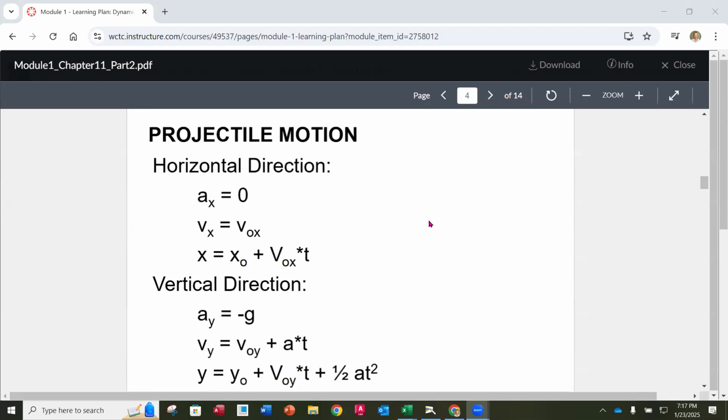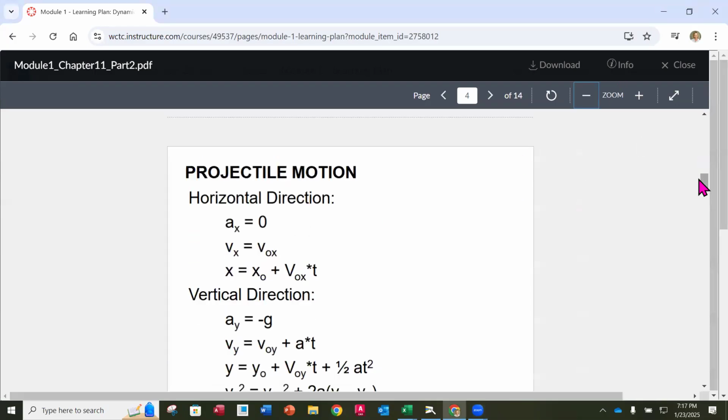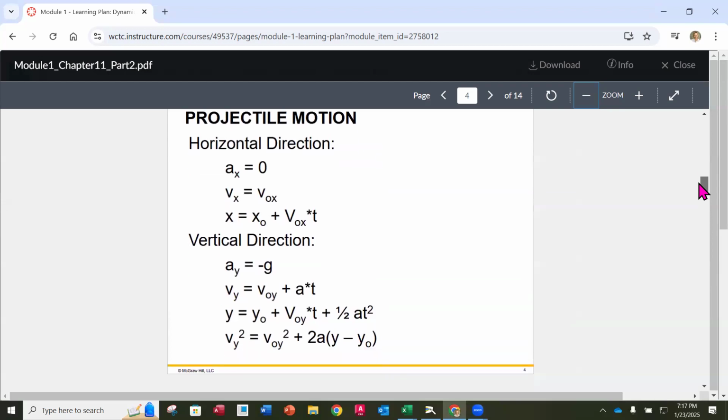Now, the classic example and what we're going to look at here is going to be projectile motion. For those who have had statics already, these are going to be familiar to you. Projectile motion actually has two components to it. It's going to have a horizontal component, and then we're also going to be looking at the vertical component of it.